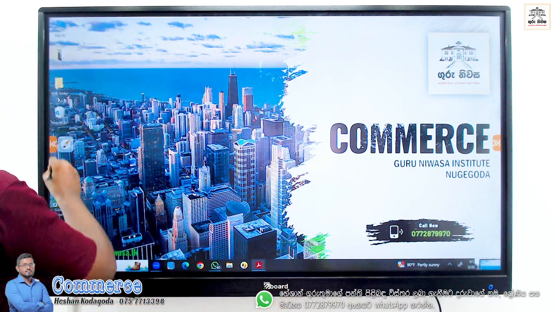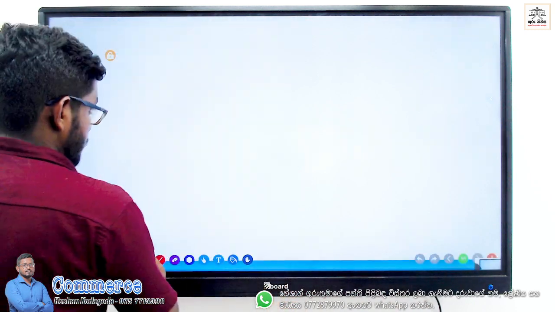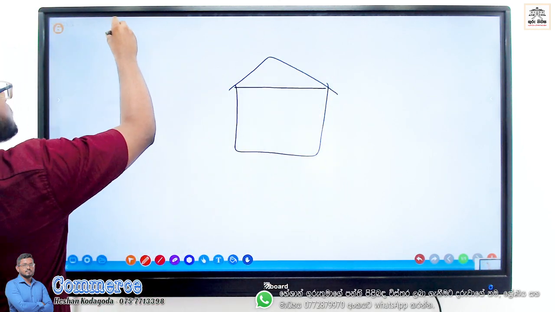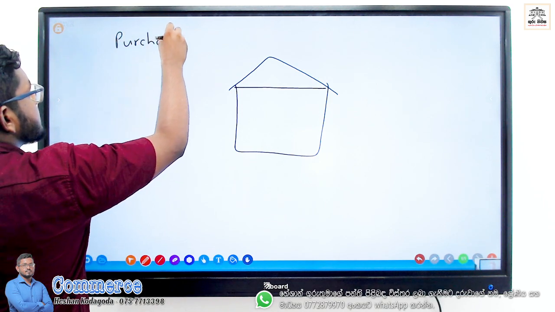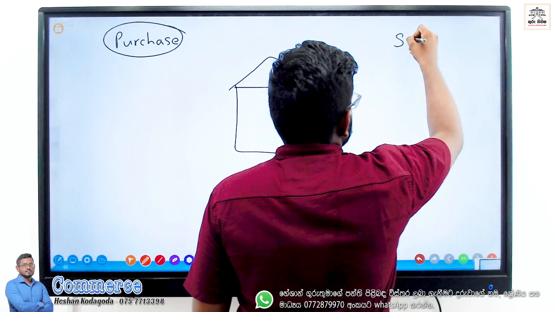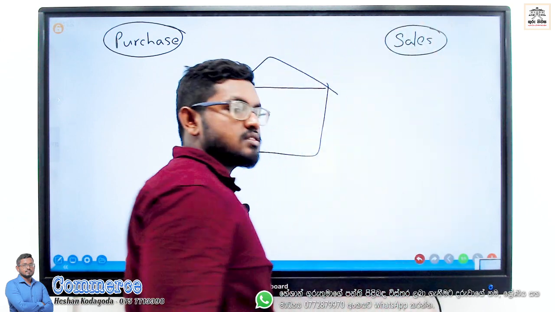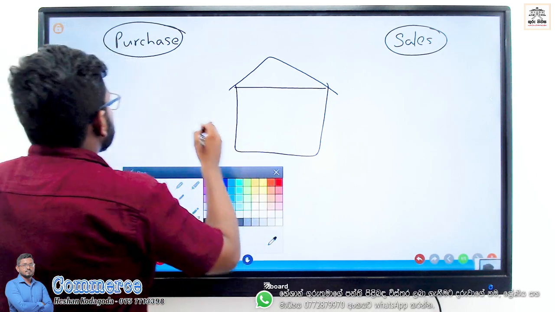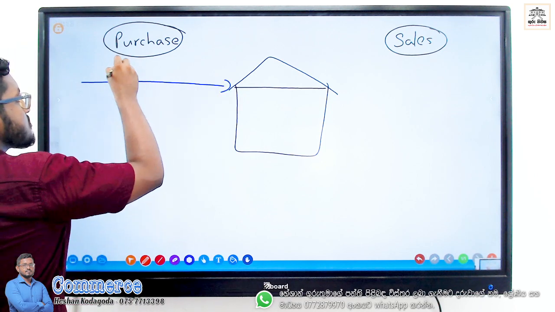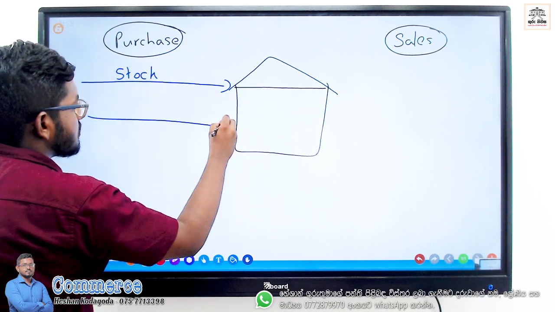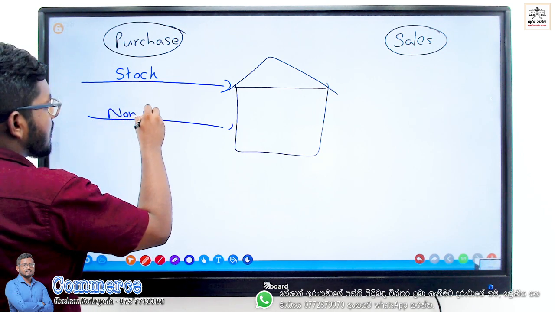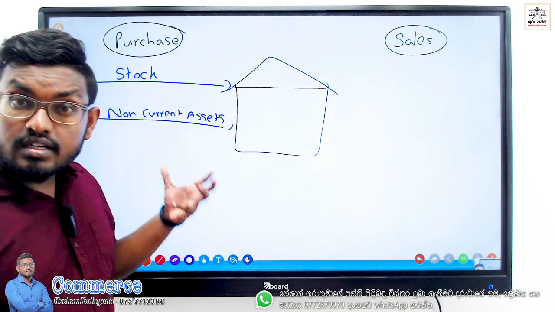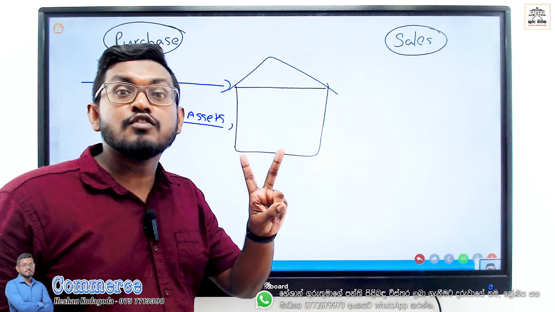What I want to tell you now is, think this is the business. This is the purchase side, think purchasing, and this is the sales side, selling. Am I clear to you guys? So this is purchase and sales. In here, purchase can be identified as stocks and other non-current assets. Two kinds of purchases, two kinds of double entries.